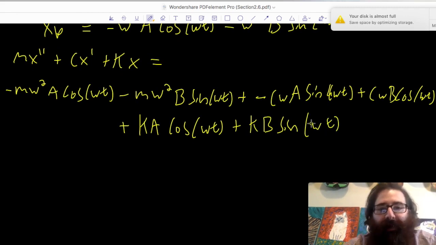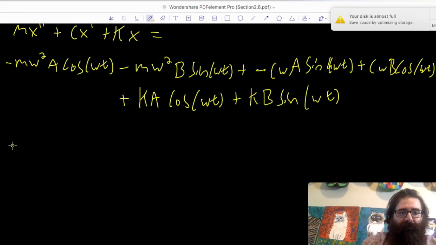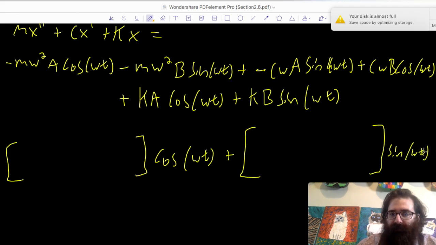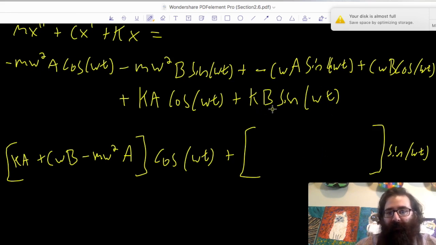But now I get to collect all my coefficients on cosine omega t and on sine omega t. So here's everything on cosine omega t plus everything on sine omega t. And let's look for the cosine stuff. So here, starting at the end, I guess, I have cosine omega t times k a. So k a is part of the coefficient. Think of grouping them together and factoring out. I'm going to have plus c omega b is attached to cosine. So c omega b. And then this first term, right? Minus m omega squared a. Do the same for sine omega t. So on sine omega t, I have k b.